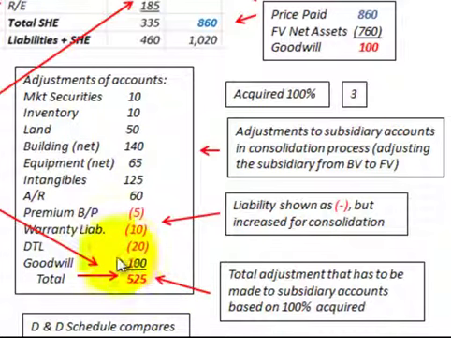And I also have the goodwill included here in this acquisition process, and it was $100,000 in this case. So these adjustments to the subsidiary accounts in our consolidation process are adjusting the subsidiary, Corporation B's, accounts from their book value to their fair value. Now in this case, the total adjustment has to be made in the subsidiary accounts based on, in this case, 100% acquisition.